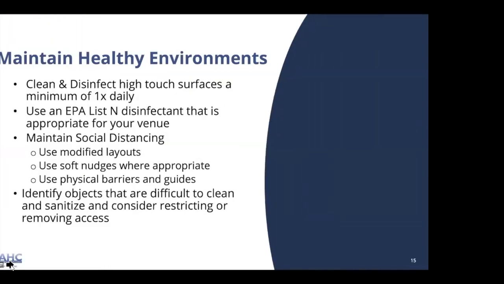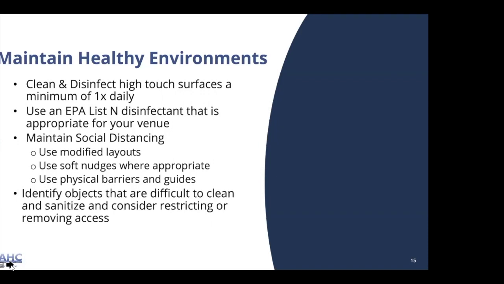When we talk about maintaining healthy environments, you want to, at a minimum, clean and disinfect high-touch surfaces. Now, this is important. The virus can be covered up by dirt and debris and other material. So you have to clean, then sanitize.